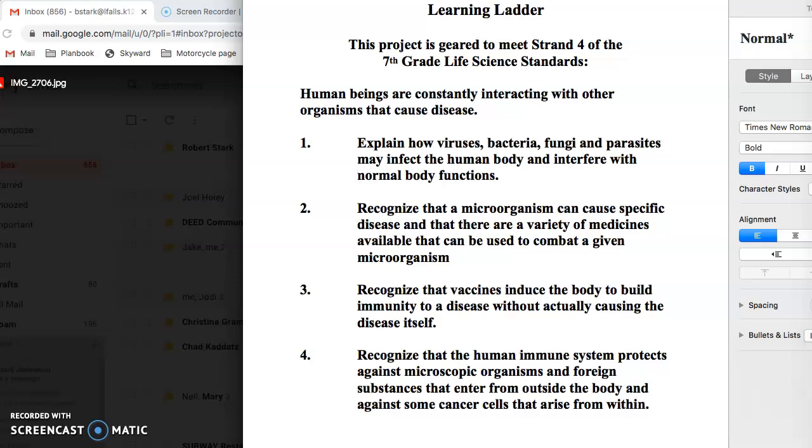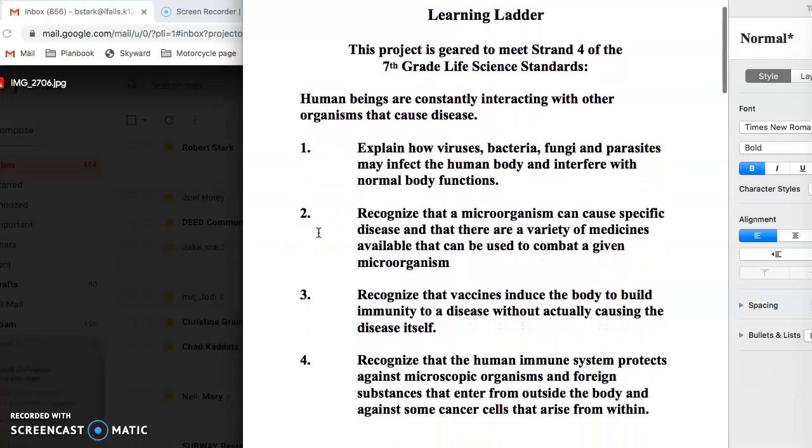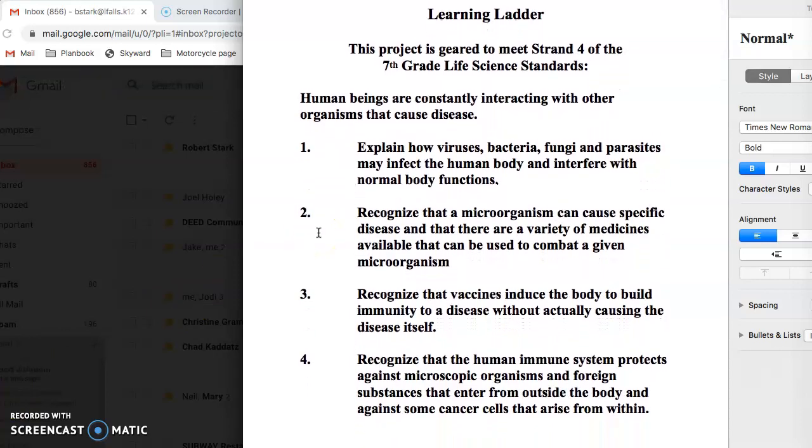Good morning. Today is April 1st, and it's about 11 o'clock, and we're just going to do a screencast about an assignment for next week. This assignment next week is called the Virus Wanted Poster or Pathogen Wanted Poster.